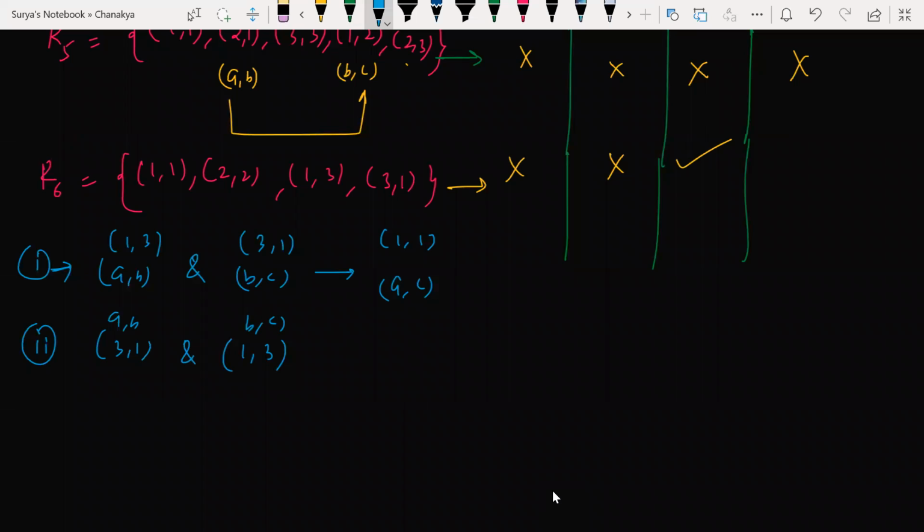This is B comma C, right? Then A comma C is what? 3 comma 3, which is not available. So it is not transitive. Understood?